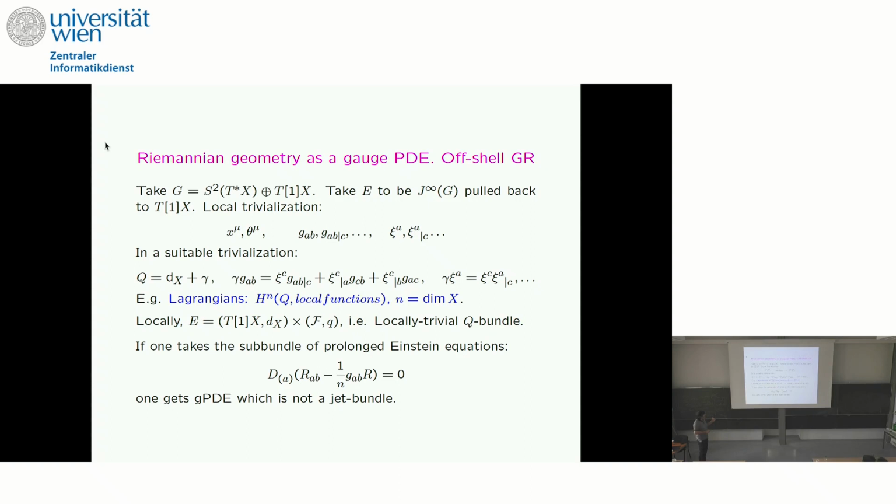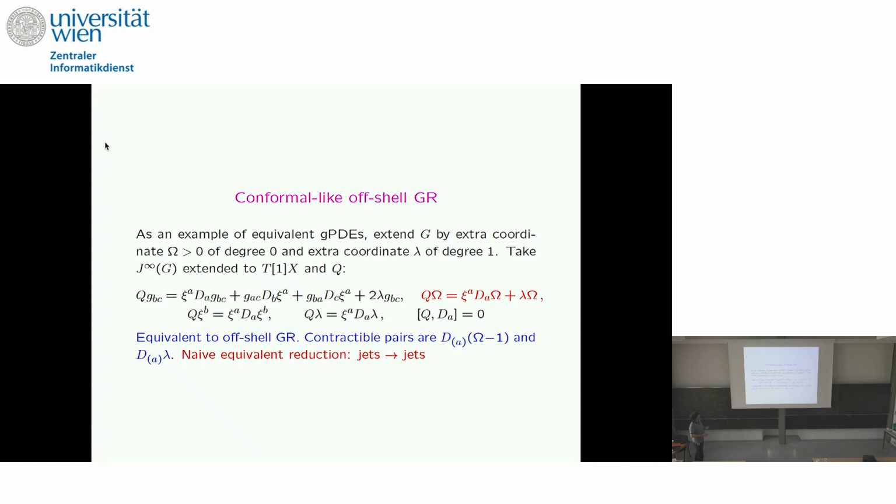In the same language, for instance, we can go to Einstein geometry by restricting this jet bundle to a sub-bundle singled out by the prolongation of Einstein equations. So if you take Einstein equations, where by R we understand, of course, the Riemann tensor formed out of the metric and its derivatives as coordinates on the jet bundle, we have a surface and Q is tangent to it. So this gauge PDE is already going to be equivalent to Einstein gravity. Then we can illustrate the concept of equivalence of gauge PDEs on an example which is going to be important for the boundary story, which one can call conformal off-shell gravity.